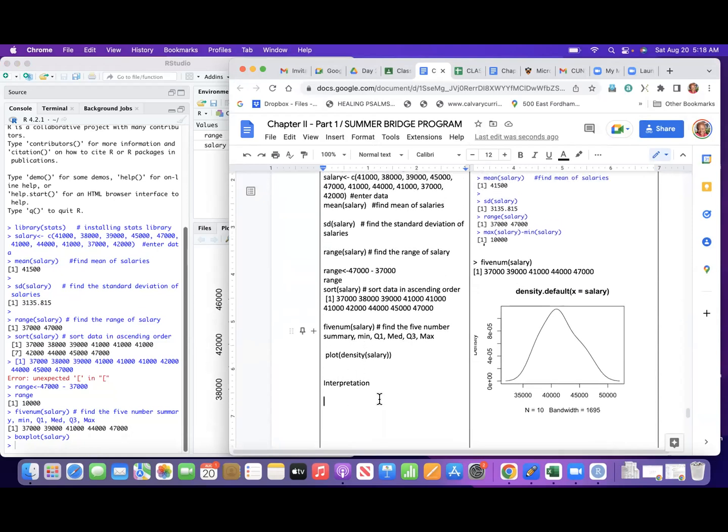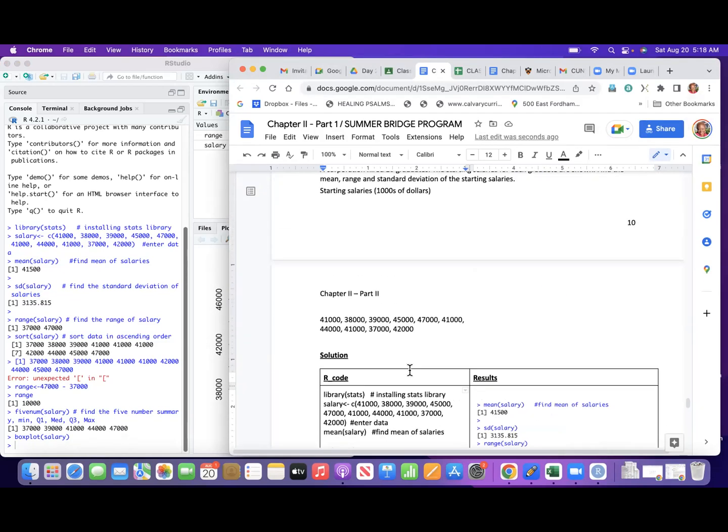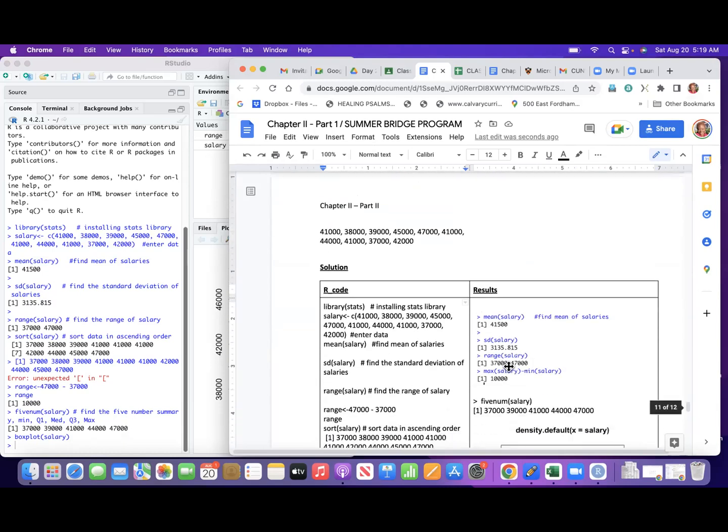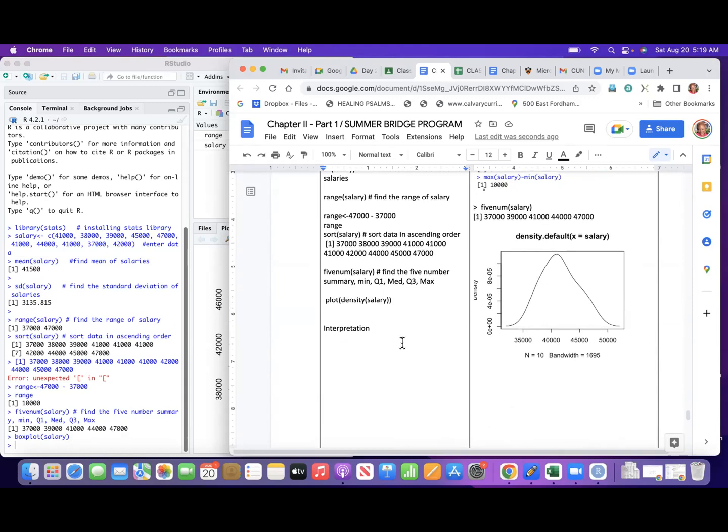What is the range? Okay, so in the next 10, 15 minutes, y'all will stop and write it up. According to the numbers that you have, what does it mean? In the context that we have right here, we're talking about the corporation having 10 graduates. The starting salary for each graduate is shown. Find the mean, the range, and the standard deviation of the starting salaries. What does that mean to me?